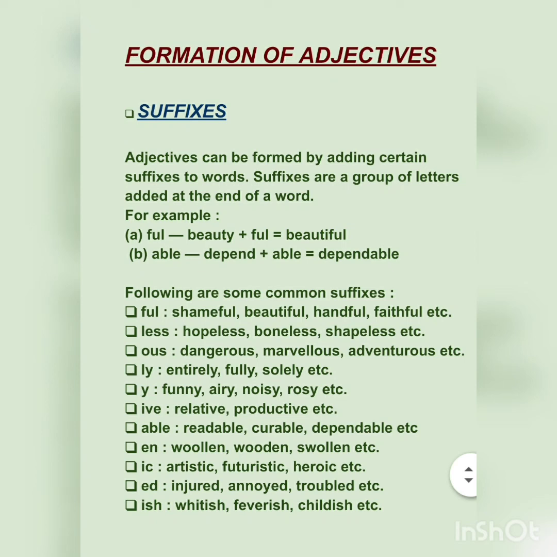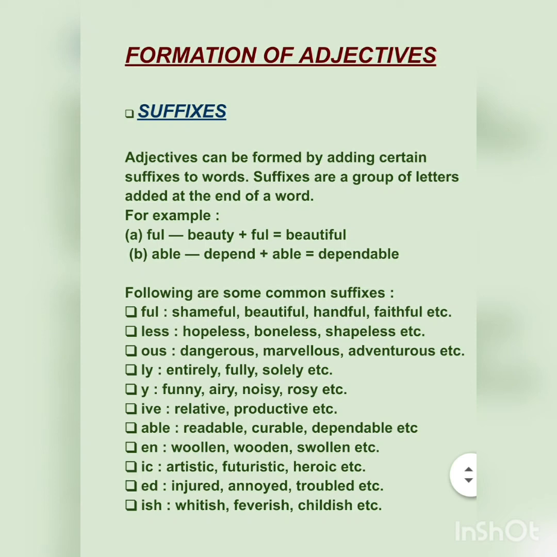For example, full. full से क्या हो गया? Beautiful. Able, depend plus able, dependable. Full: shameful, beautiful, handful, faithful. Less: hopeless, boneless, shapeless. OUS: dangerous, marvelous, adventurous. LY: entirely, fully, solely. Y: funny, airy, noisy, rosy. IVE: relative, productive. Able: readable, curable, dependable. EN: woolen, wooden, swollen. IC: artistic, futuristic, heroic. ED: injured, annoyed, troubled. ISH: whitish, feverish, childish, etc.